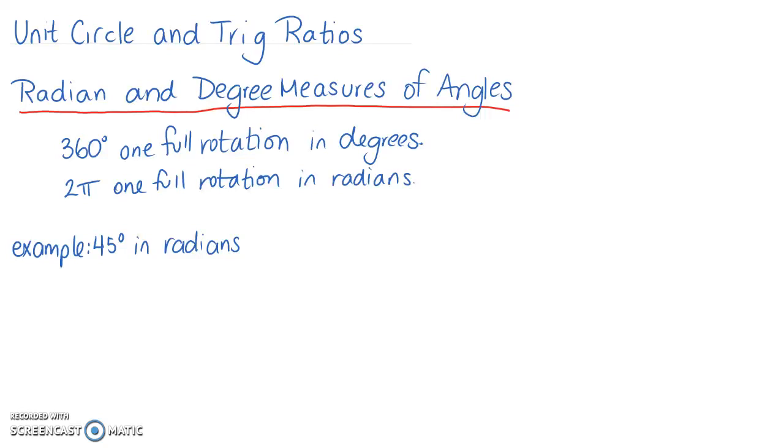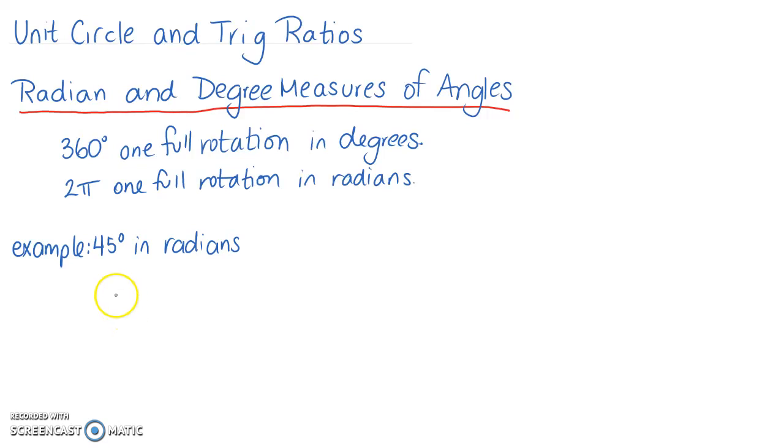This little video is going to talk about the unit circle and trig ratios. First of all, we need to know how to convert from degrees into radians. We know that one full rotation of a circle is 360 degrees. In radians, one full rotation is actually 2 pi. So we're going to use this fact to help us with our conversions.